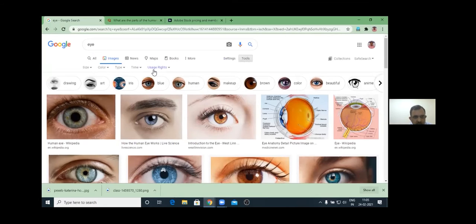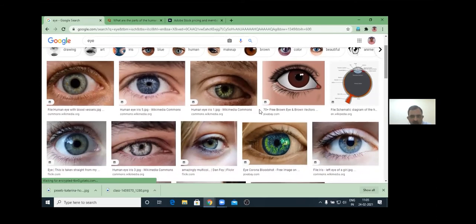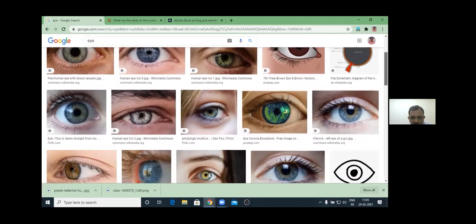These options will appear. Here there is an option called usage right. Click on it. Now you see all commercial and other licenses, Creative Commons licenses. So we will prefer images with Creative Commons licenses. Now you see the images are either from Wikimedia or from Pixabay or Flickr. Flickr is also a good repository of free images.